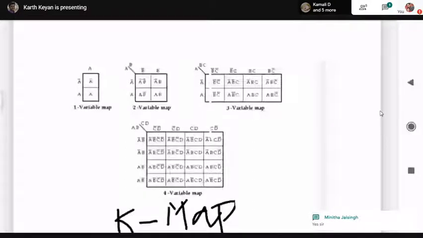Actually, what happens in this case? We have the one variable map. The second one is the two variable map, the third is the three variable map, and the last one is the four variable map. Just we are going to do grouping, and with the help of the grouping, we can find the simplified expressions.